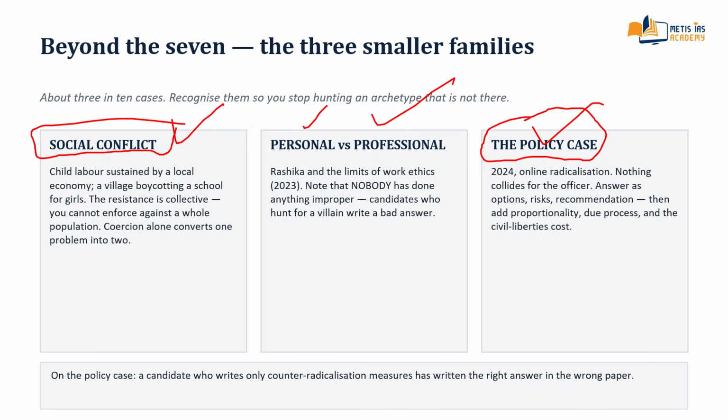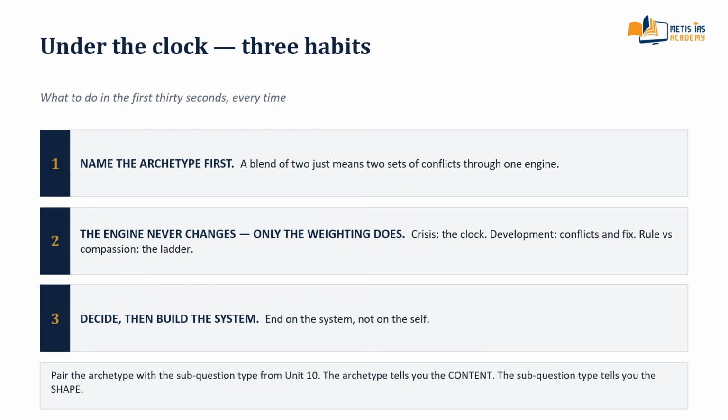Now we come to under the clock: three habits. One, name the archetype first before writing. Decide which situation you are in. A blend of two just means running two sets of conflicts through the same engine. In this, what to do in the first 30 seconds every time. The first thing, name the archetype first. Before writing, decide which situation you are in. A blend of two just means running two sets of conflicts through the same engine. It does not change anything else.